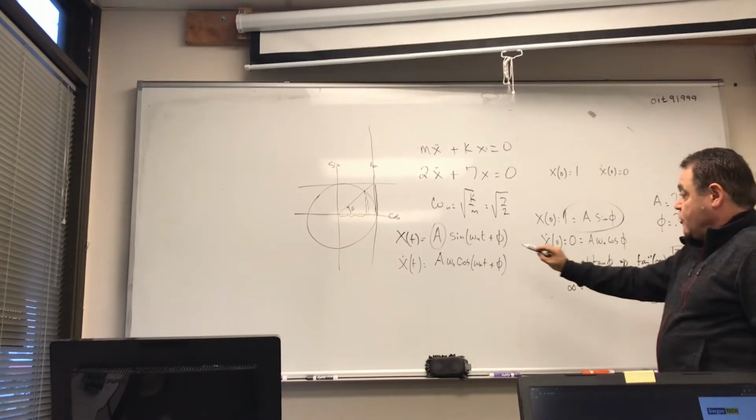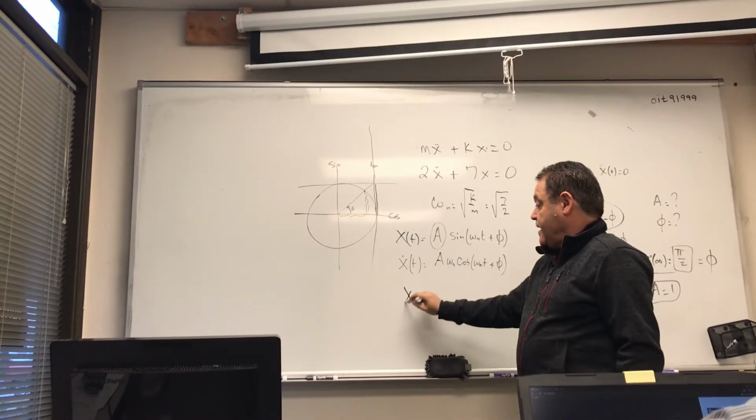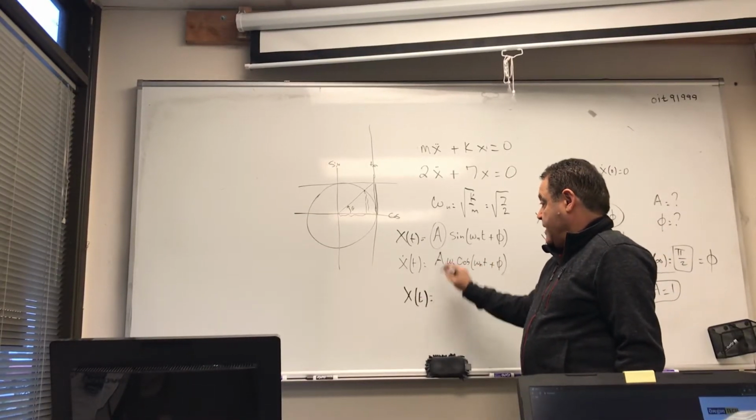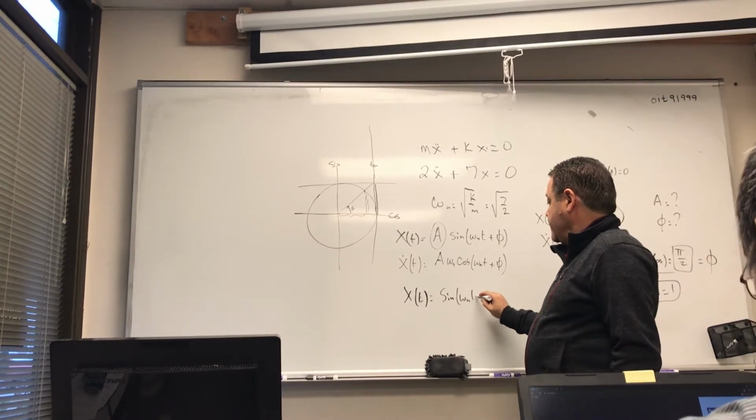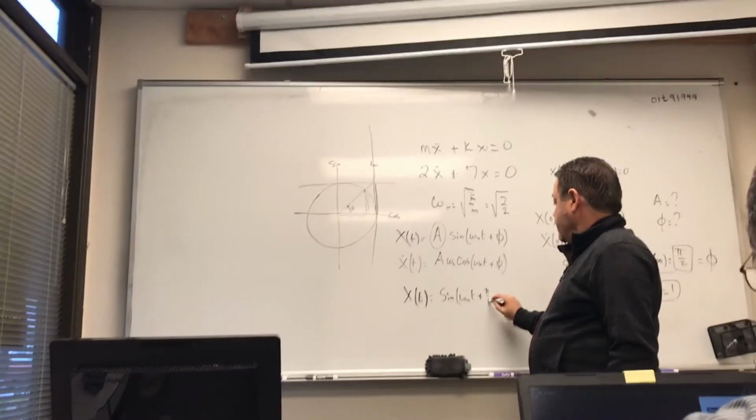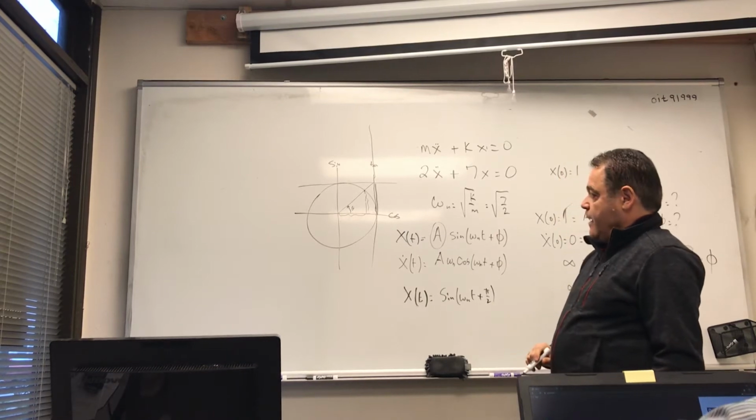That means that the solution to my equation is simply x of t equals A, which is 1, sine of omega n t plus pi over 2.